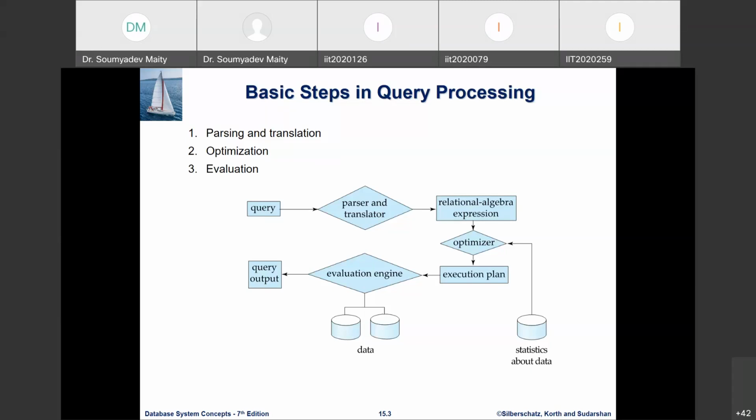Now, next step, this relational algebra expression is then submitted to another program called the optimizer. What this optimizer does: one relational algebra expression can be evaluated in different ways. There are many different ways to evaluate one particular relational algebra expression. Now let me explain what I mean by that.